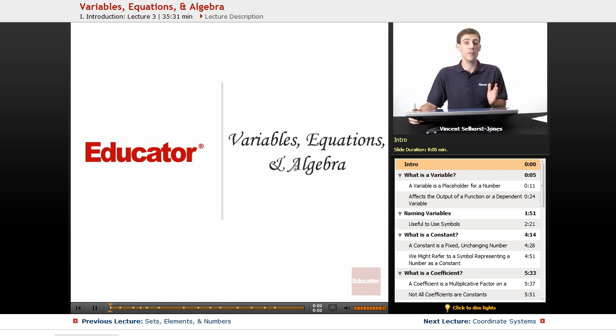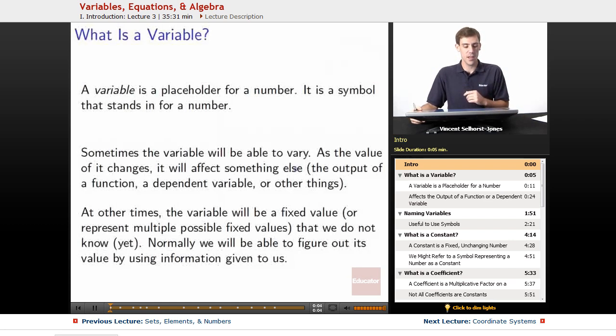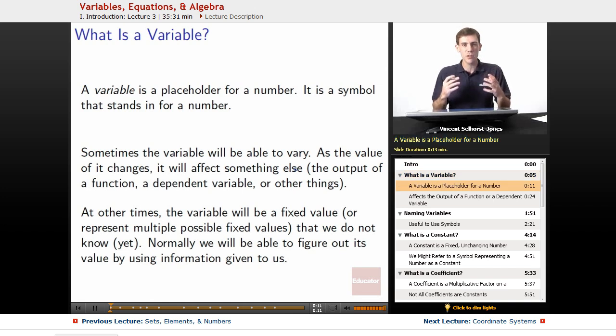Today we're going to talk about variables, equations, and algebra. What is a variable? We talk about them all the time, so we want to think of a variable as just being a placeholder. It's a placeholder for a number. It's a symbol that stands in for something that can come in later. It's standing in for a number.